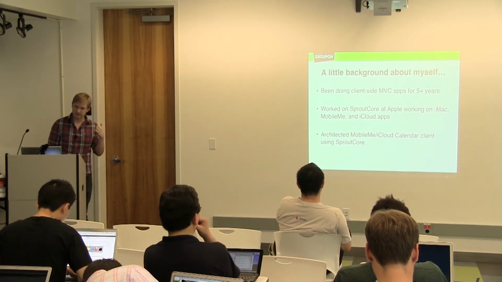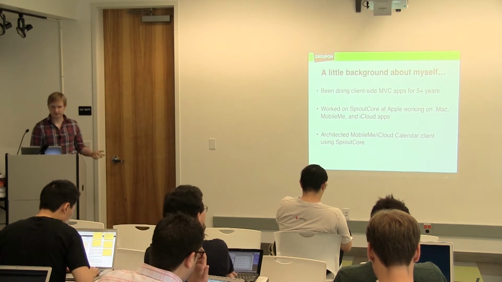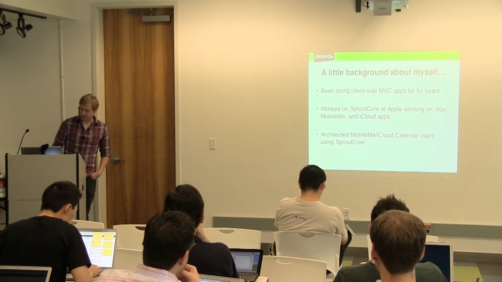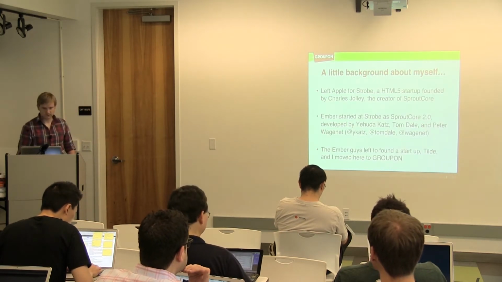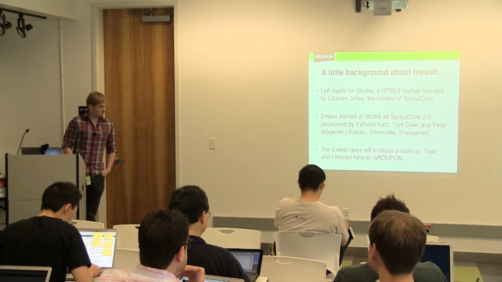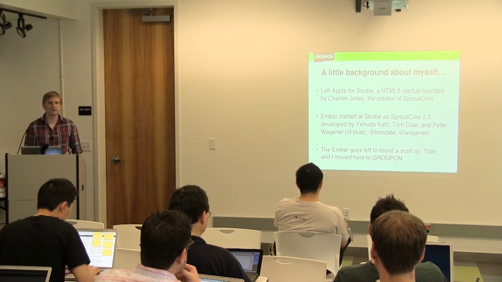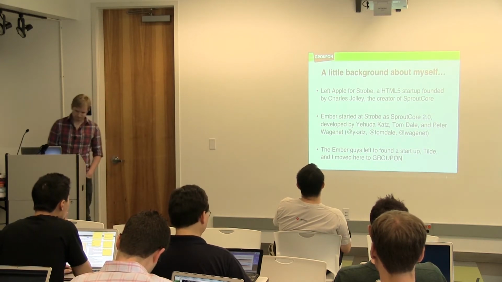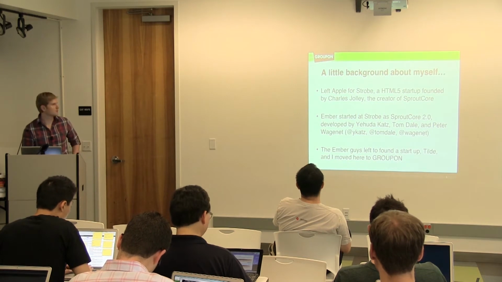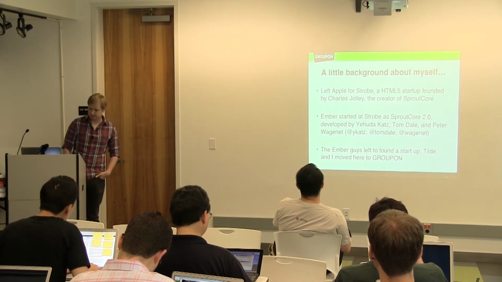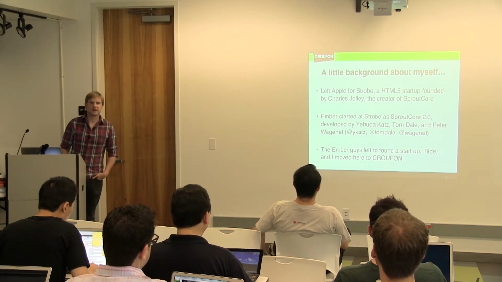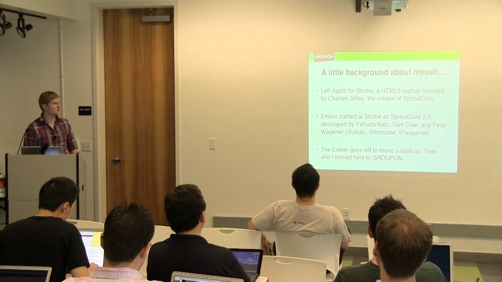I worked on .Mac, MobileMe, and iCloud apps, and the last thing I did was architect the MobileMe iCloud calendar client using SproutCore. But 18 months ago, I left Apple for a startup called Strobe that worked on an HTML5 platform, I would probably call it. It was founded by Charles Jolly, who was the creator of SproutCore. Ember.js started as a little internal project called SproutCore 2.0.